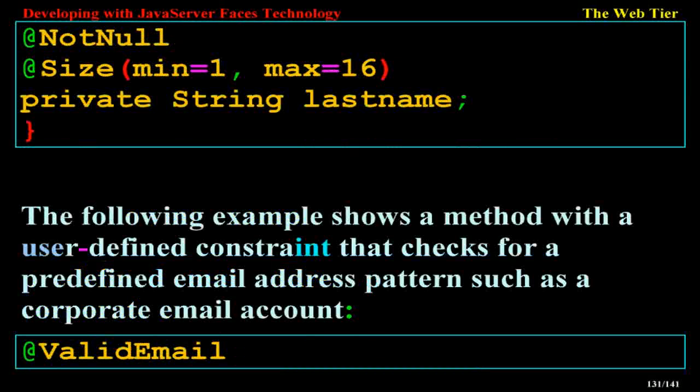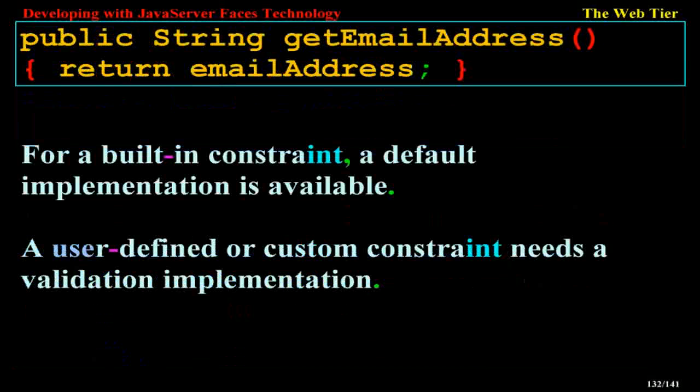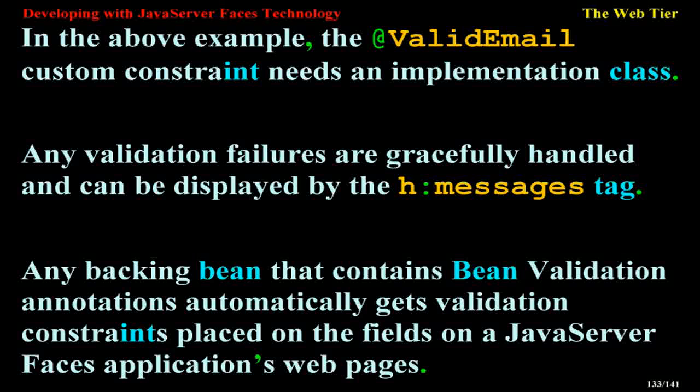The following example shows a method with a user-defined constraint that checks for a predefined email address pattern, such as a corporate email account. @ValidEmail public String getEmailAddress() { return emailAddress; } For a built-in constraint, a default implementation is available. A user-defined or custom constraint needs a validation implementation. In the above example, the ValidEmail custom constraint needs an implementation class. Any validation failures are gracefully handled and can be displayed by the h:messages tag.